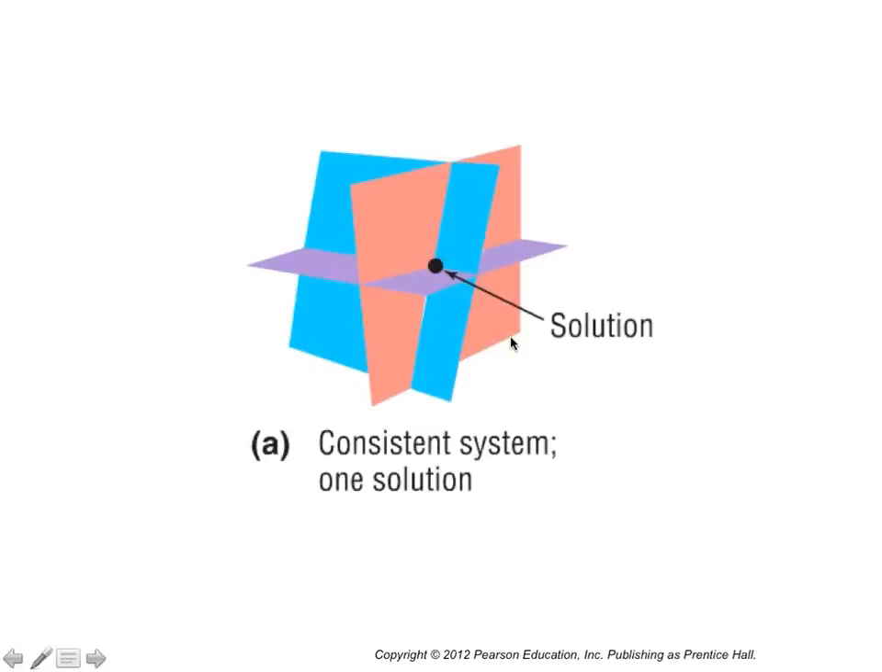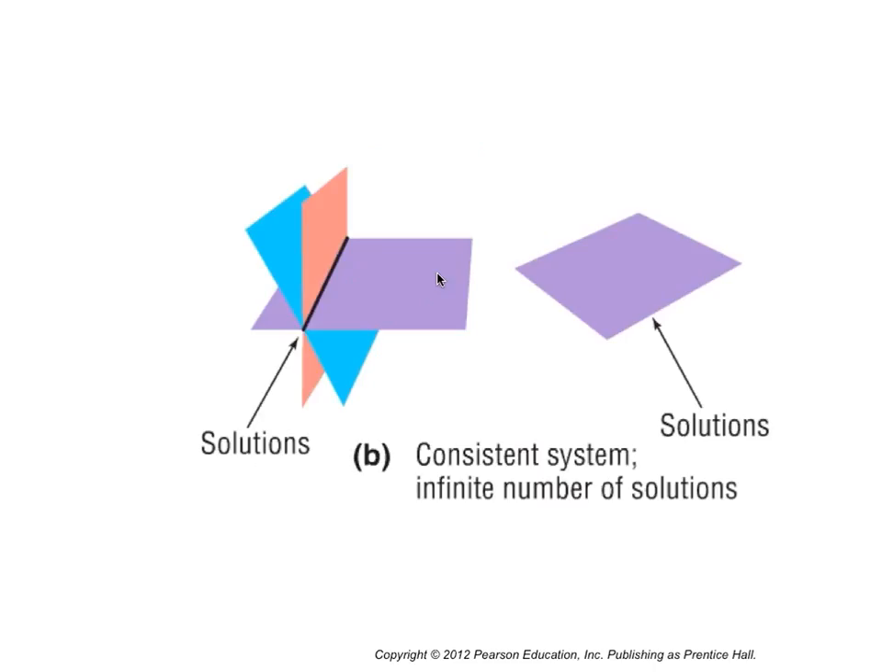So if we have three planes here, you can notice that they're all intersecting at one point. So this is a consistent system where we have one solution. We can also have something like this where we have three planes that are intersecting at a line. So this is a consistent system with an infinite number of solutions.